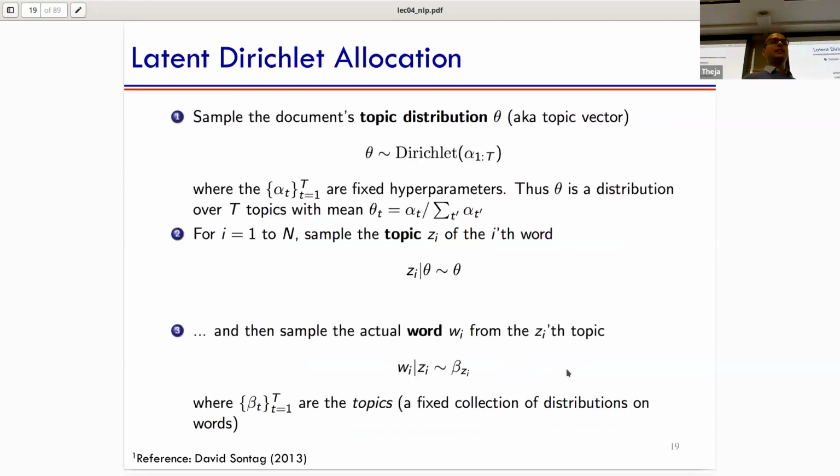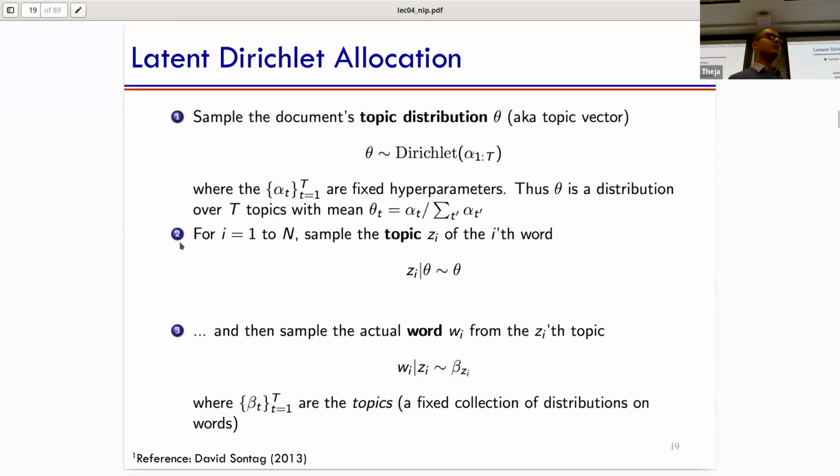Okay, so that's the first step. Here we're calling alphas hyperparameters, but just think of them as parameters. They're not random. They are one of the only things that are not random. But theta is a random thing, which we sample. There's some relation between theta and the mean of this theta vector and so on, but let's ignore that statement for now. It's nothing deep.